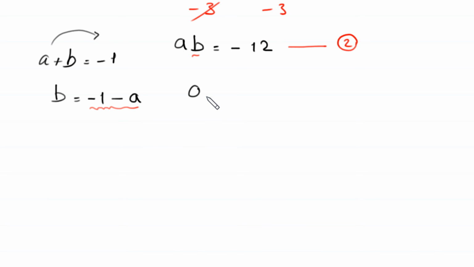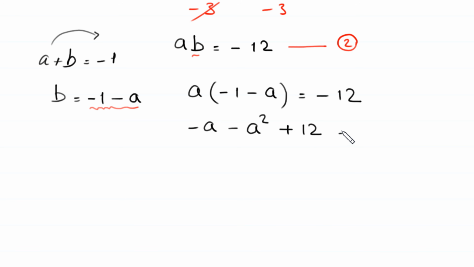So this will become a times negative 1 minus a is equal to negative 12, and a times negative 1 is negative a, and a times negative a is negative a squared. We move this negative 12 to the left hand side, this will become plus 12 is equal to 0. From here we multiply both sides of this equation by negative 1. So this will become positive a squared plus a minus 12 is equal to 0.